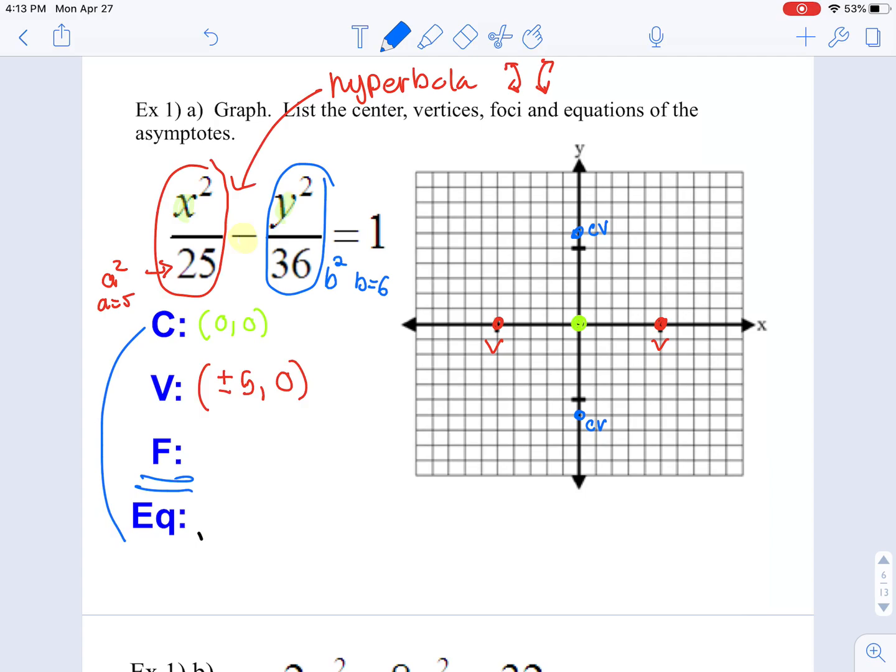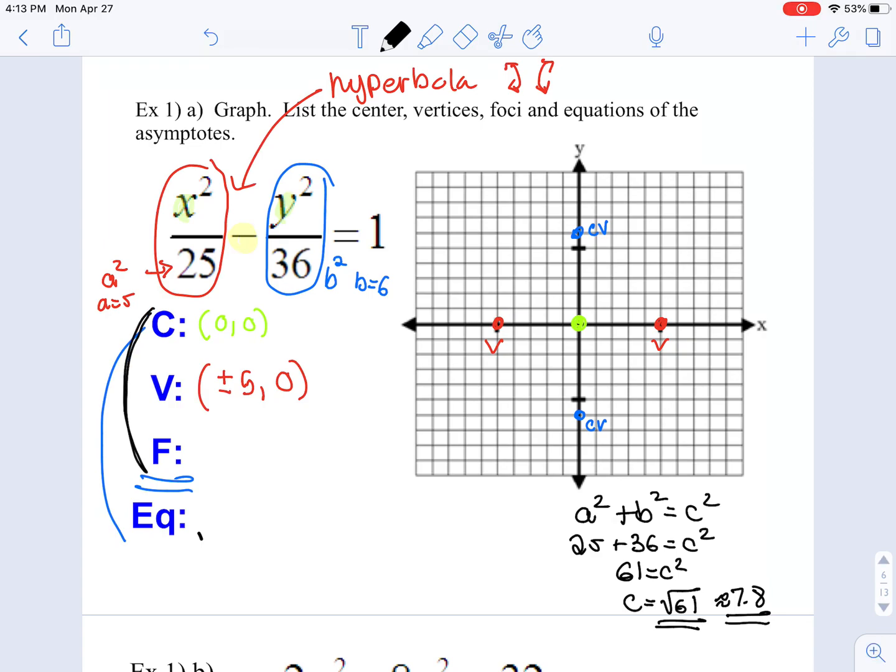Now we do need to identify the focal points, which means we need the c value. Remember that a squared plus b squared equals c squared. My a squared is 25, my b squared is 36, and when I add 25 and 36, I get 61. And therefore, my c value is the square root of 61. The square root of 61 is approximately 7.8. And again, you kind of want to know both values. When I plot my focal points, I'm going to be using that 7.8 to estimate where they go. But when I write my ordered pairs, I am going to use my square root of 61 to be exact.